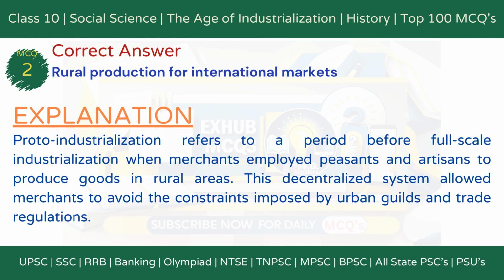The correct answer is option B, rural production for international markets. Explanation. Proto-industrialization refers to a period before full-scale industrialization when merchants employed peasants and artisans to produce goods in rural areas. This decentralized system allowed merchants to avoid the constraints imposed by urban guilds and trade regulations.